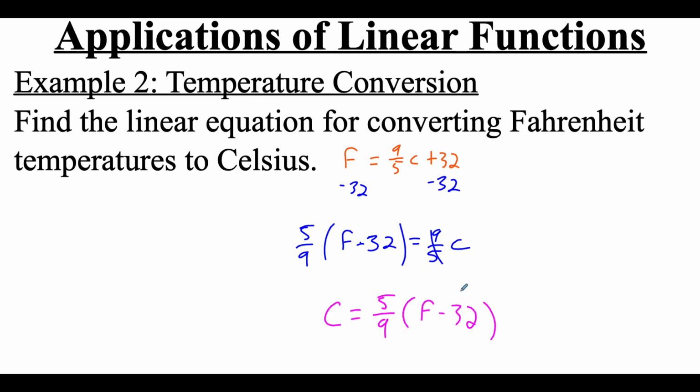Now I could take that 5/9 and distribute it in, but taking 5/9 times 32 doesn't necessarily work out very easily. It doesn't reduce down nicely. So I'm just going to leave it in this form right here. So if we have a specific Fahrenheit temperature, we're going to subtract 32 from it and then multiply that by 5/9 in order to get its Celsius equivalent.